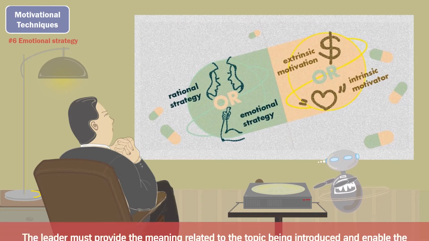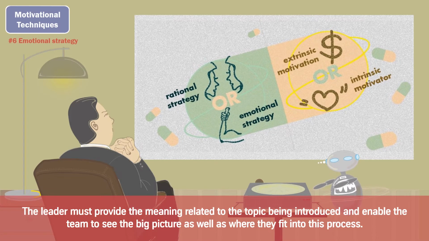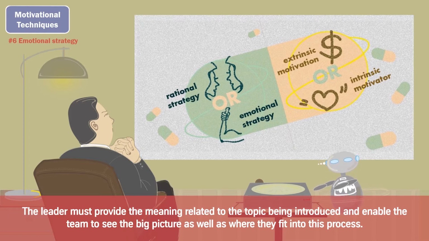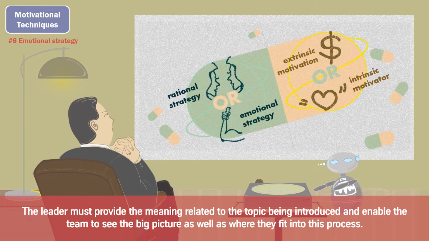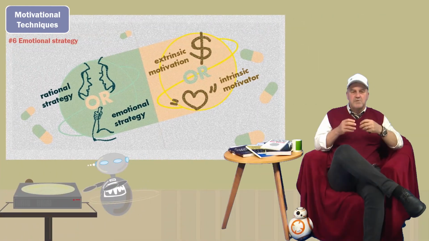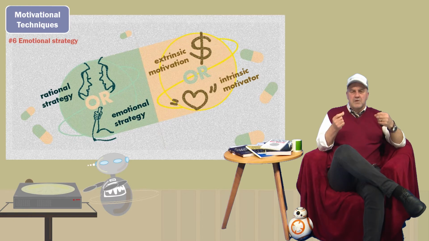To do this, the leader must provide the meaning related to the topic before it is introduced, enabling the team to see the big picture as well as where they fit into the process. This helps when receiving the information to digest and associate it on a personal level, and it offers the chance for clarity on the reasoning behind the action. By itself, however, it's unlikely to be sufficient.